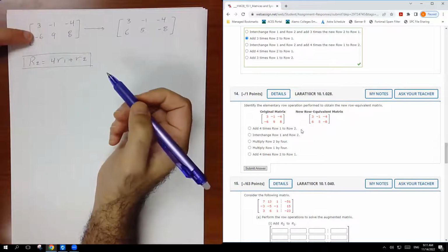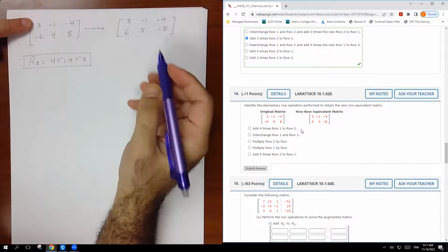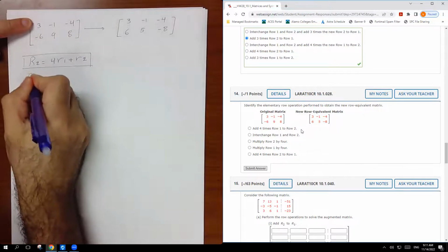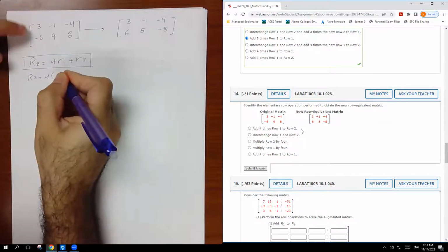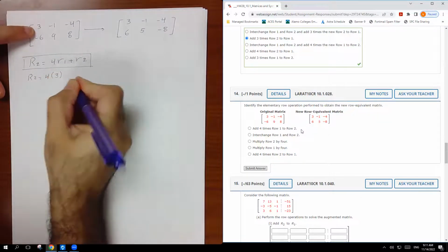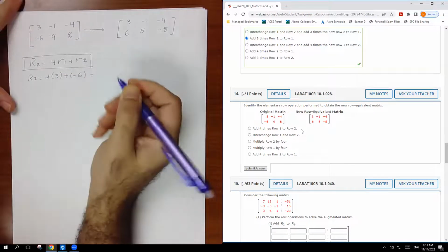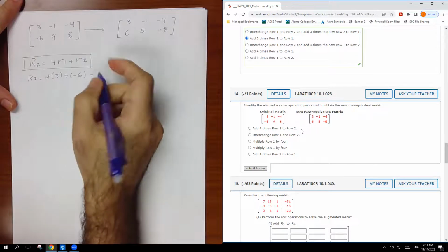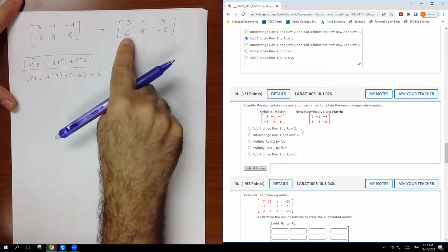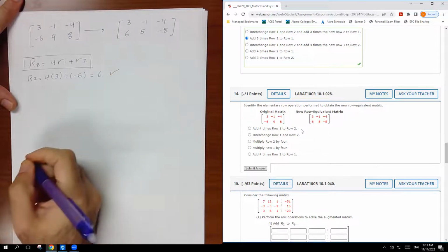The change is going to be on R2, so we're going to get a new R2. So now I'm going to do the first element. The first element is going to be 4 times R1, which is 3, added to R2. 4 times 3 is going to be 12. 12 minus 6 is going to be 6, which is the first element here. That means this is right.